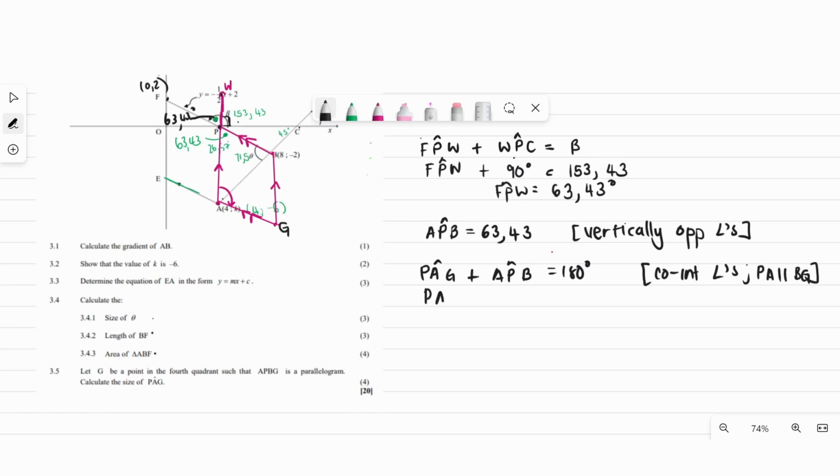So now we need to solve for the one that they said they want. PAG plus 63,43 is equal to 180 degrees. Take it to the other side. PAG is equal to 180 minus 63,43, making the final answer 116,57. So that will be the angle. Then we're done with question 3.